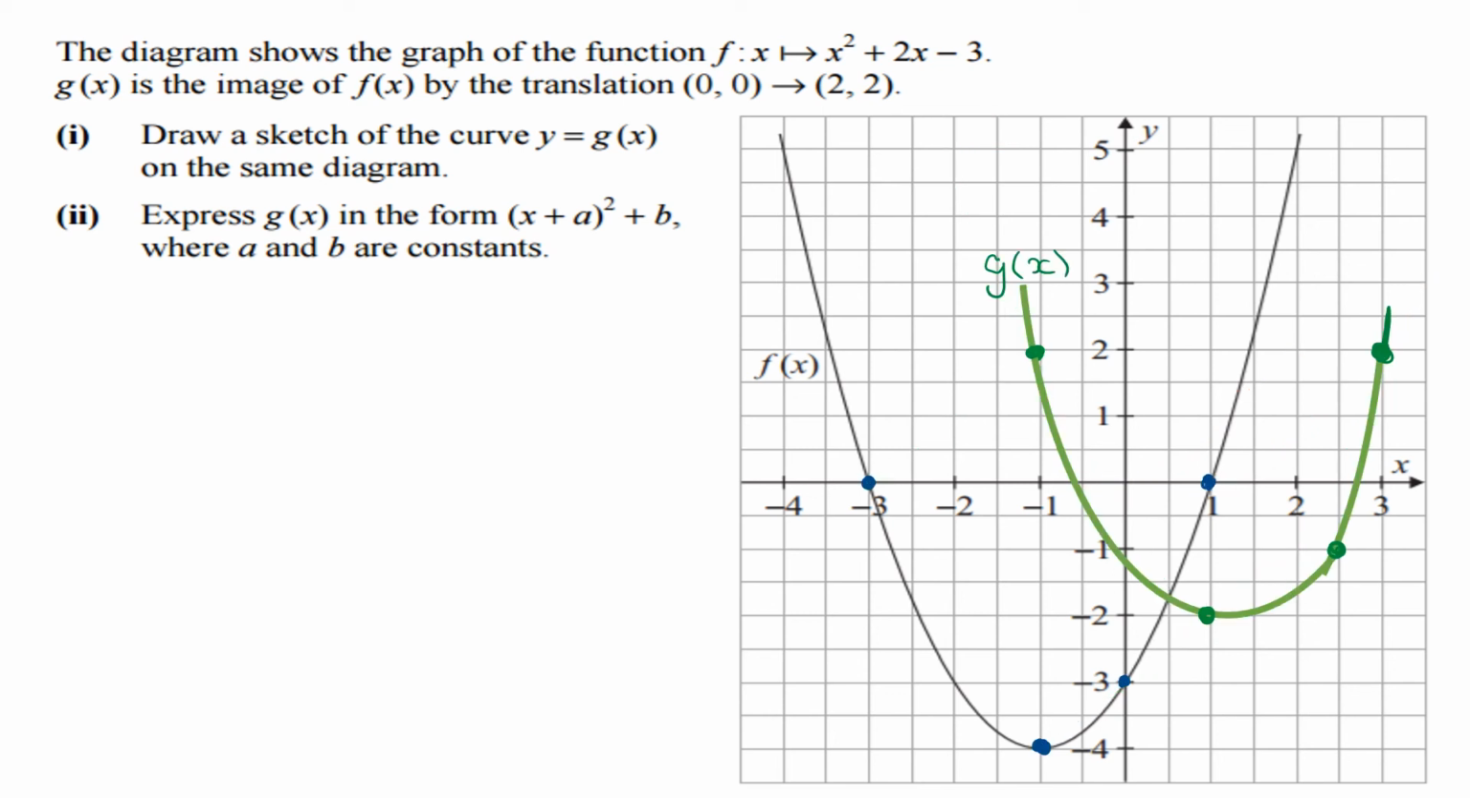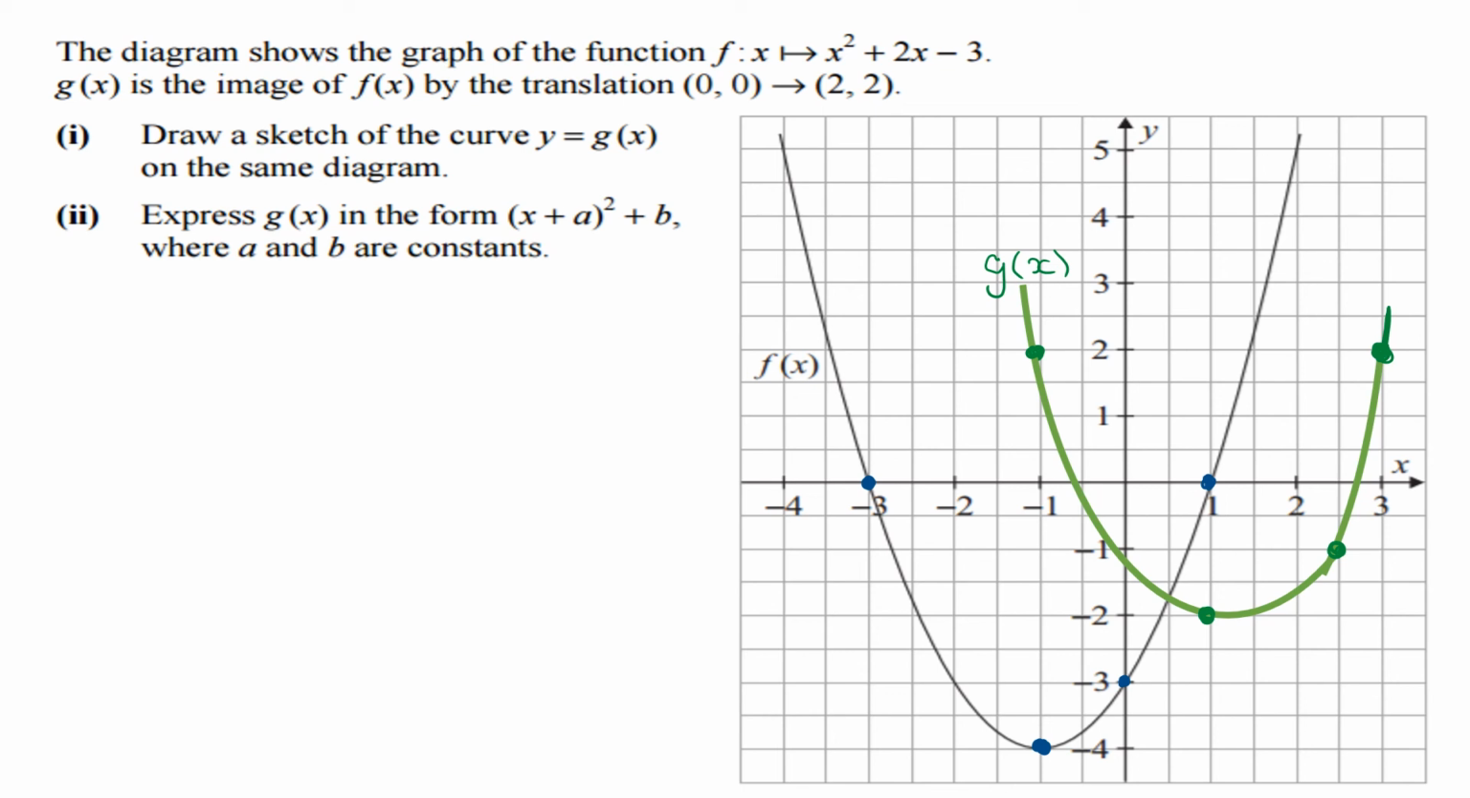So I've just tidied that up a little bit to make it easier to use for the next part. So part 2 says express g of x in the form a plus x squared plus b, where a and b are constants. So they want us to use completing the square. Now, I'm going to show you two methods for this. I think the first method is probably the one that most students would try first. It's probably the most obvious method, but it's definitely more challenging than the second method.